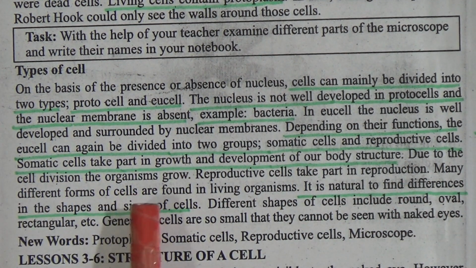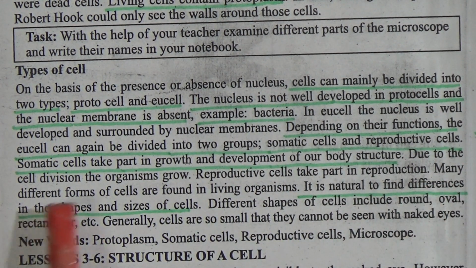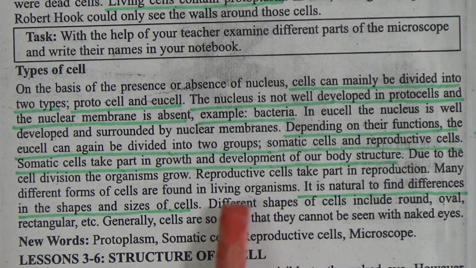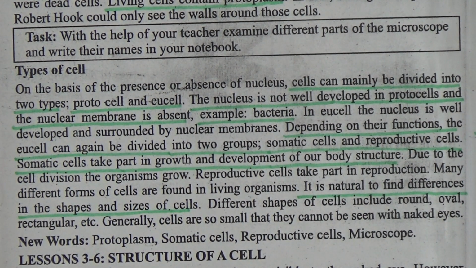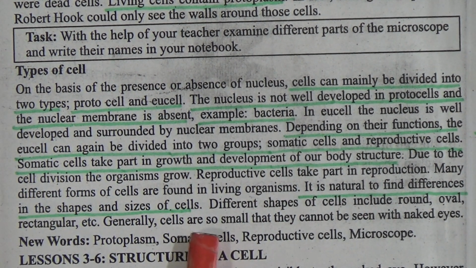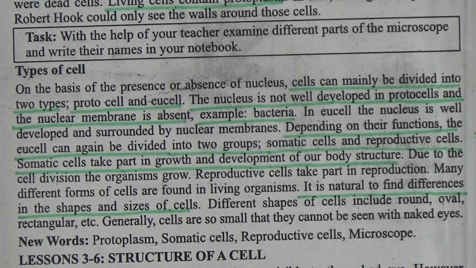Many different forms of cells are found in living organisms. It is natural to find differences in the shape and size of cells. Different shapes of cells include round, oval, rectangular, etc. Generally, cells are so small that they cannot be seen with the naked eye. With the help of a microscope we can see the cell, and with an electron microscope we can see the very tiny organelles of the cells.